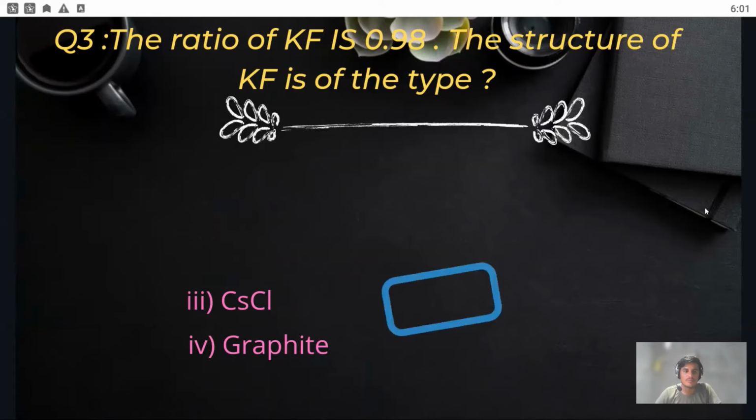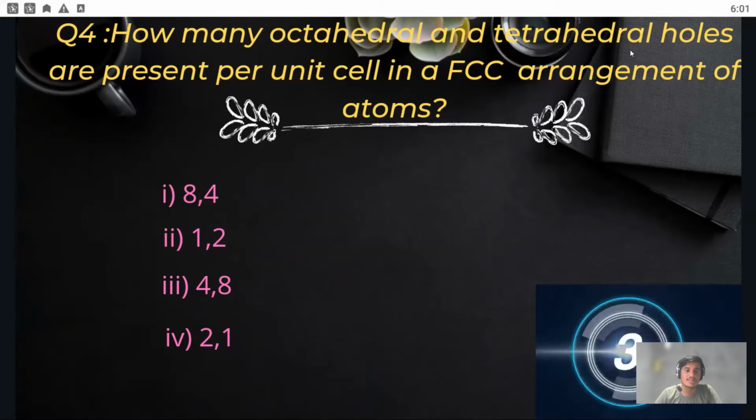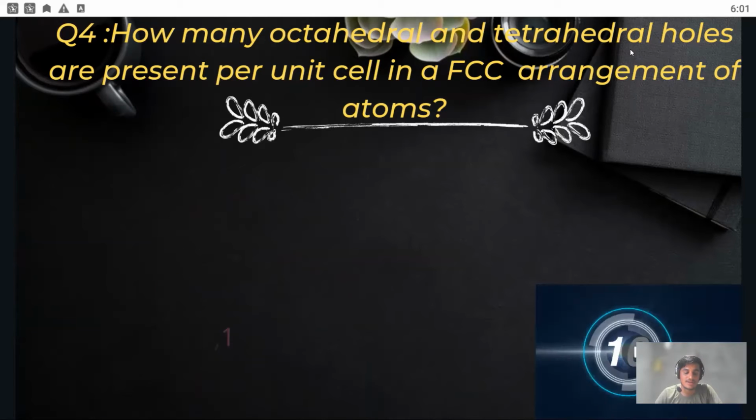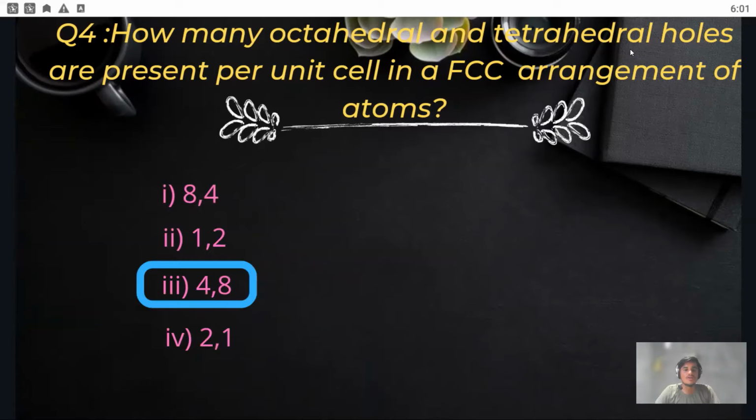Question number 4. How many octahedral and tetrahedral voids are present per unit cell of an FCC arrangement of atoms? The correct answer is 4 and 8. Because we know that in an FCC arrangement the total number of atoms is 4. The total number of atoms equals the octahedral voids, and double of it is the tetrahedral voids. The correct answer is the third one.